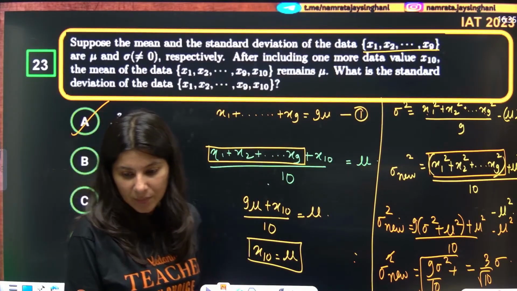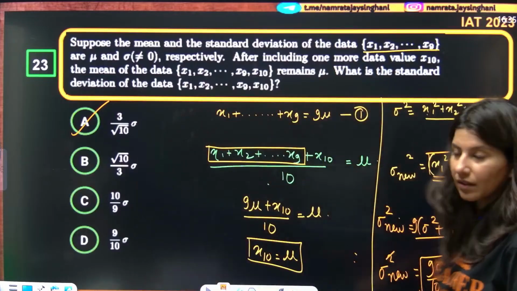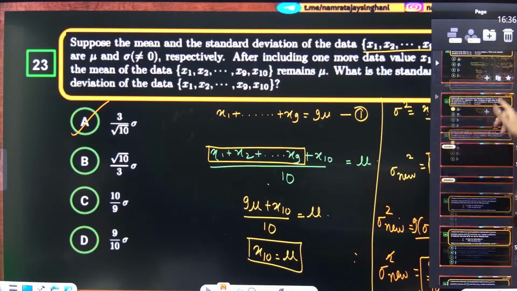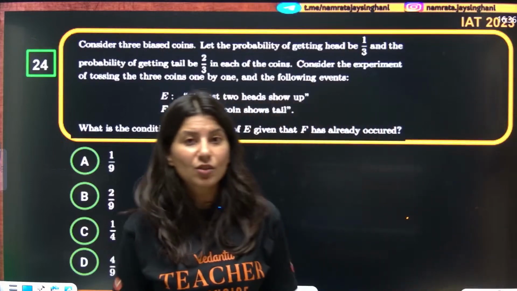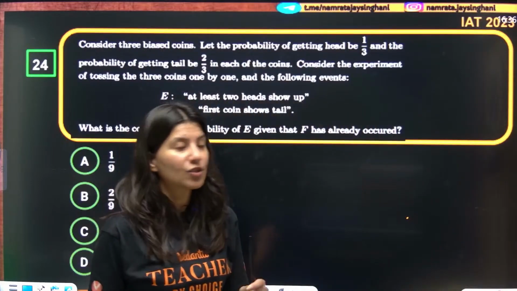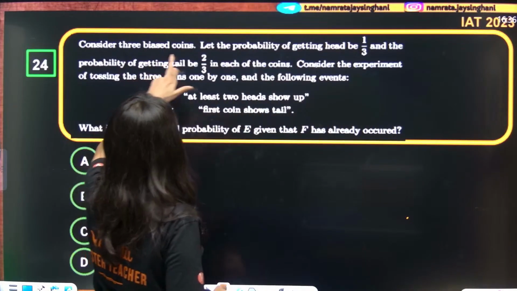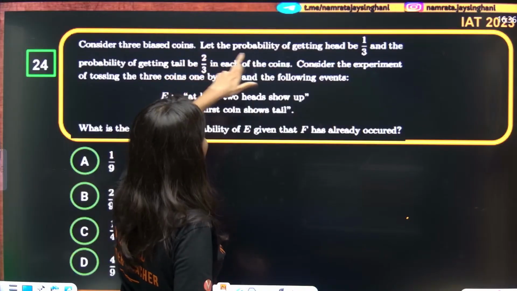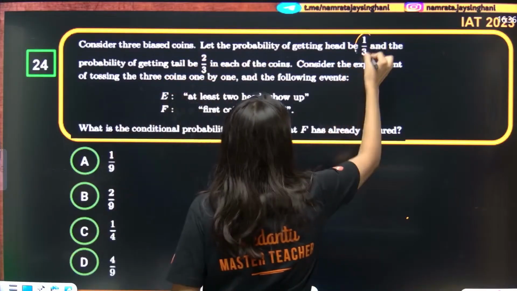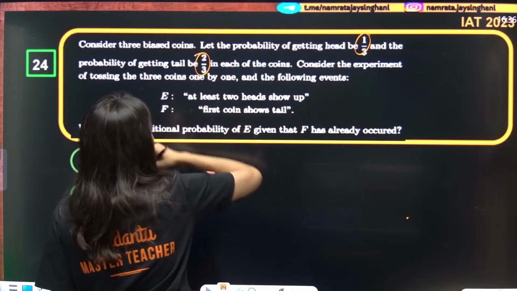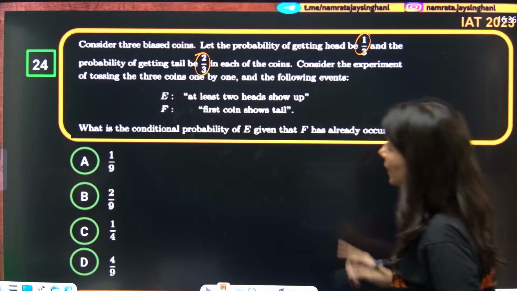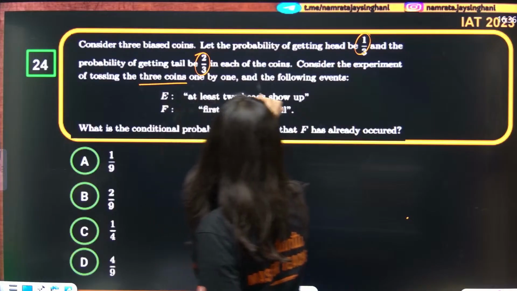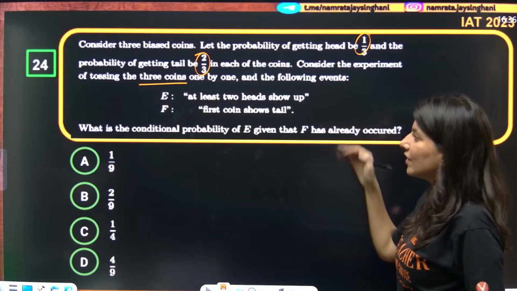Are you guys with me? Yes? Everybody? Okay. Now let's start solving another question which is based on probability, and that too conditional probability. Consider 3 biased coins. Let the probability of getting head be 1 by 3 and tail be 2 by 3. And the experiment is right here. We are tossing 3 coins one by one and the following events are happening.